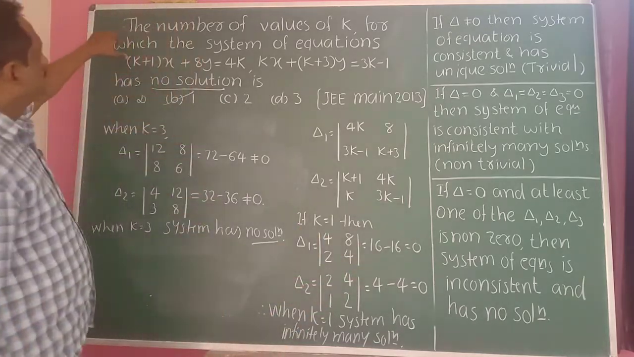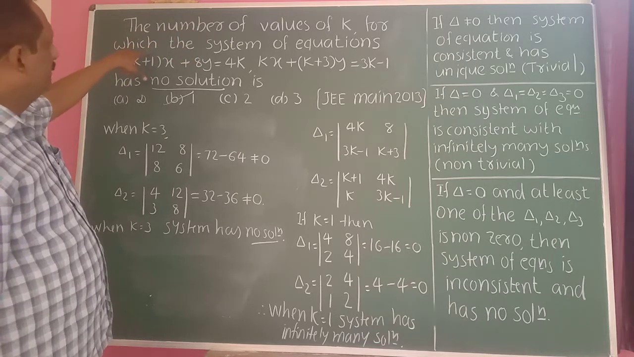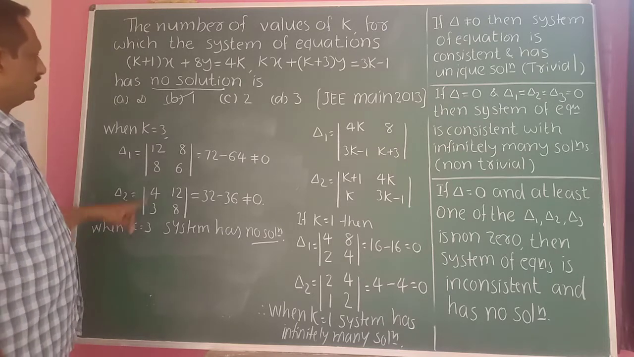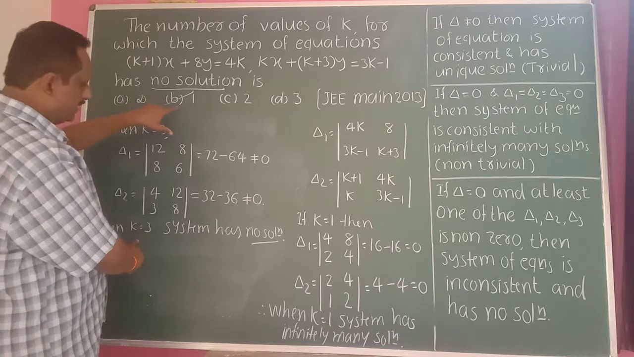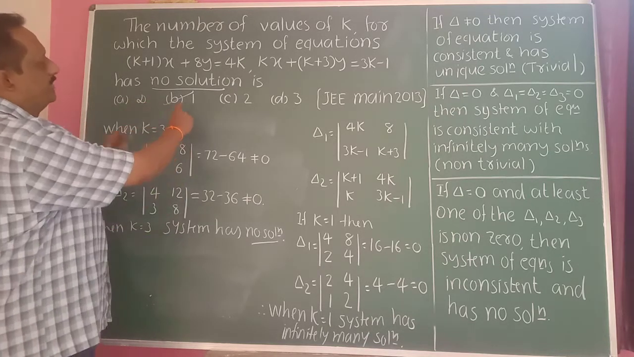The system has no solution according to this result. Therefore, the question is what here? The number of values of k for which the system has no solution. Therefore, only one value, k is equal to 3. Therefore, B is the correct option here. Only one value k is equal to 3, the system has no solution. B is the answer. Okay.